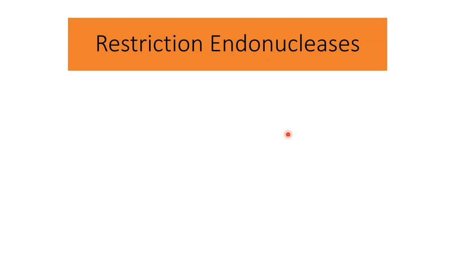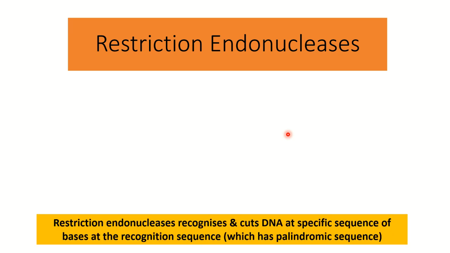Out of all the steps, this is the most important step that is asked in the exam. Restriction endonucleases. Now, what are they? They're actually enzymes. And what they do is that you have a particular sequence of bases.